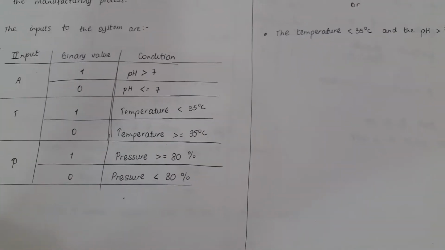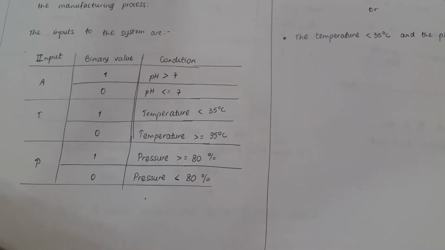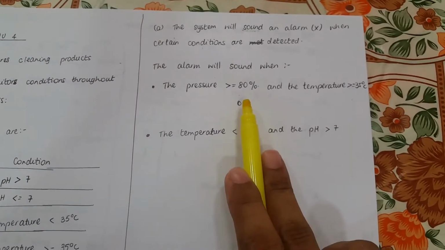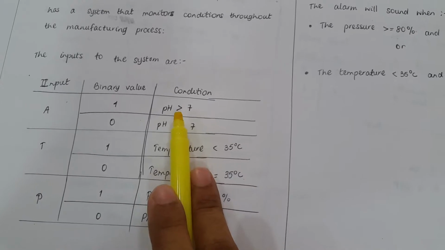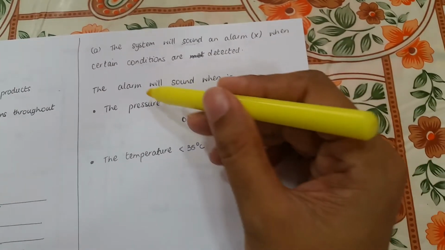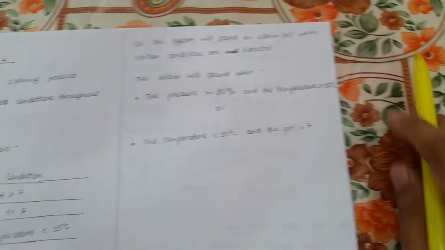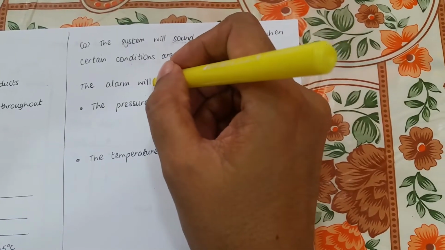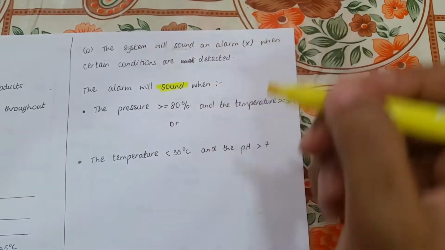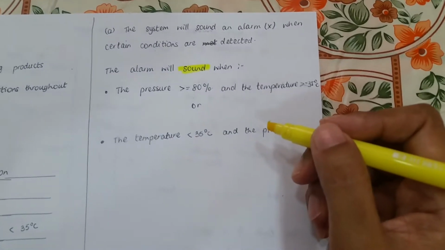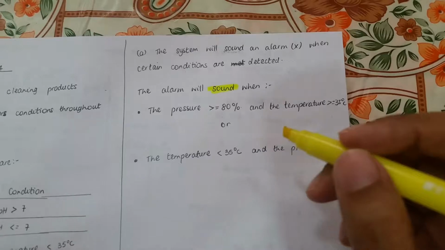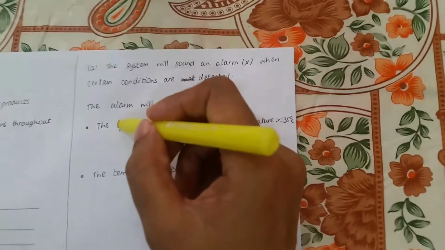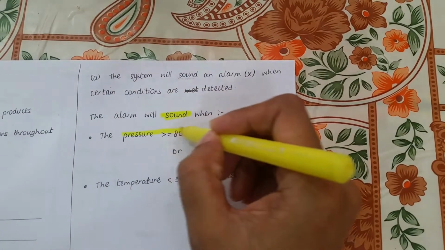I am going to use this table to convert this description into binary values. So, how are we going to do it? The alarm will sound when pressure is greater than 80. Now, this is a condition: pressure is greater than 80.